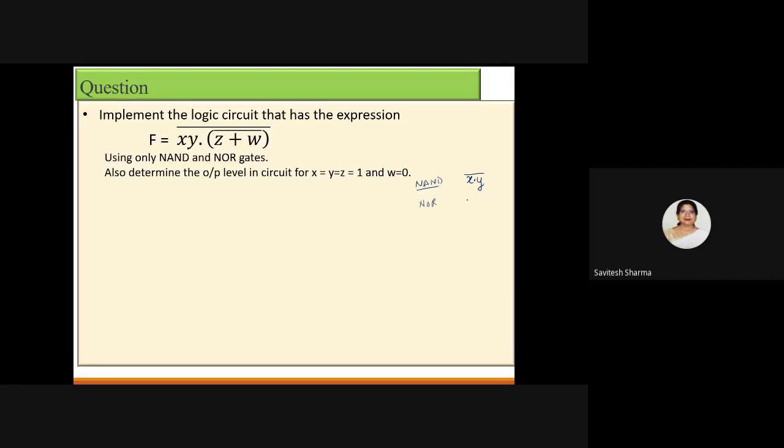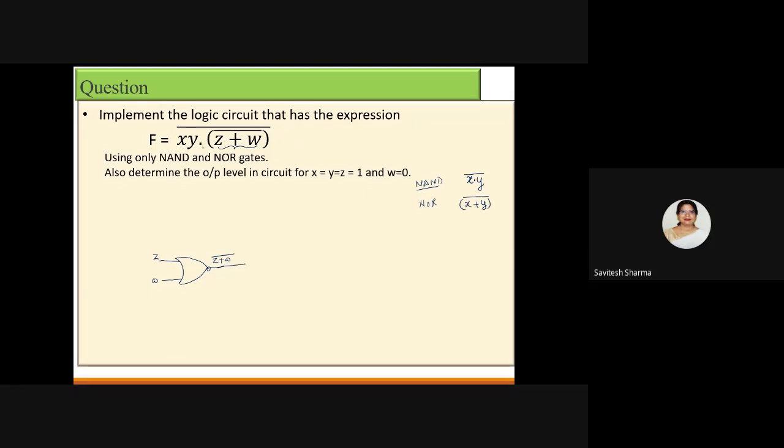And what does NOR say in terms of expression? NOR says two inputs are joined with the plus and then complemented. So I will see where we can implement using NAND and NOR. You will see the expression. In this expression, Z plus W are joined with the plus and then complemented. So you can see that for Z and W you can implement using the NOR gate. Z and W will give you the NOR expression, Z plus W, complemented.